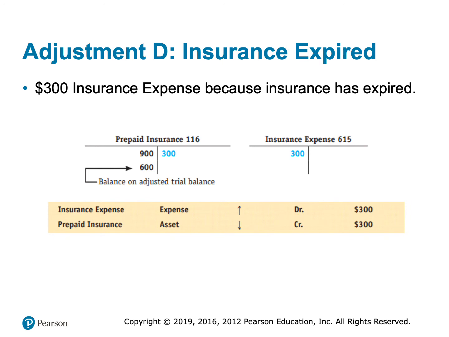Here I'm told insurance has expired, so I had previously debited prepaid insurance for $900 and now $300 of it has expired, so I'm going to credit prepaid insurance and debit insurance expense to update those accounts.